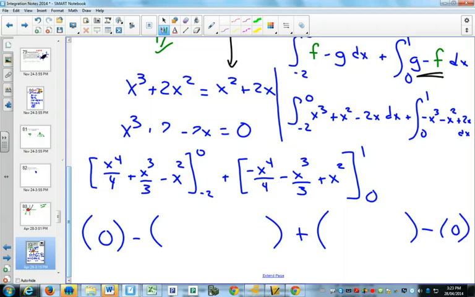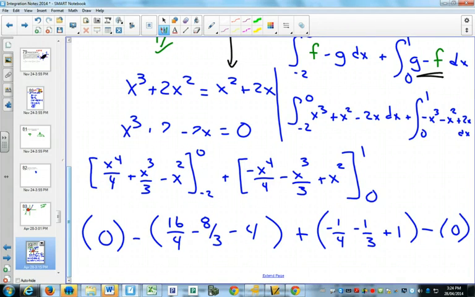So now let's put in our other values. This is going to be 16 over 4 minus 8 over 3 minus 4. And over here, you're going to get -1 over 4 minus 1 over 3 plus 1.